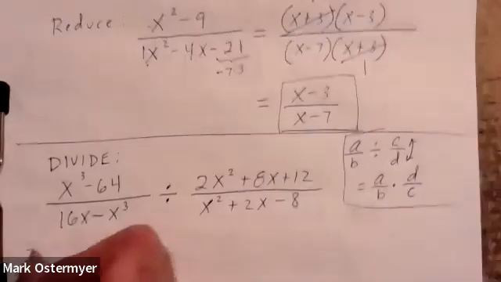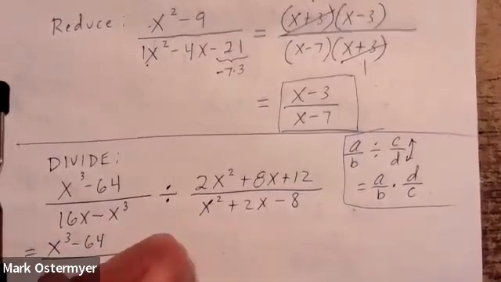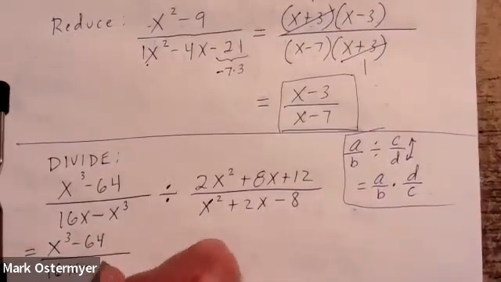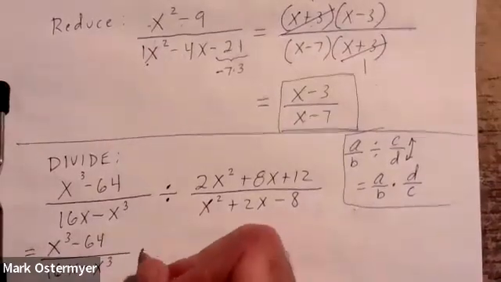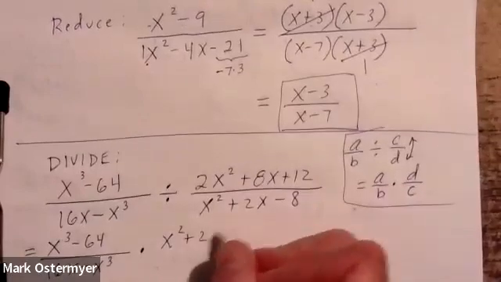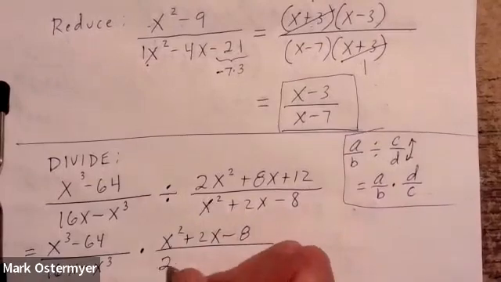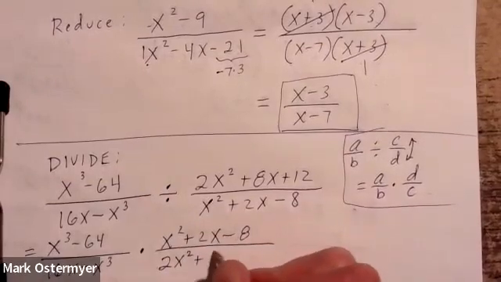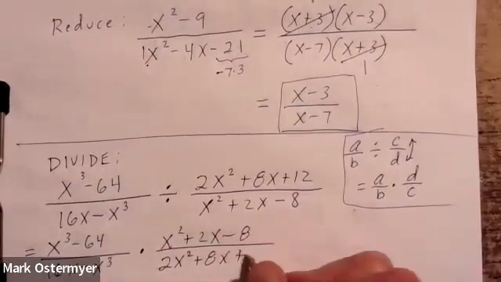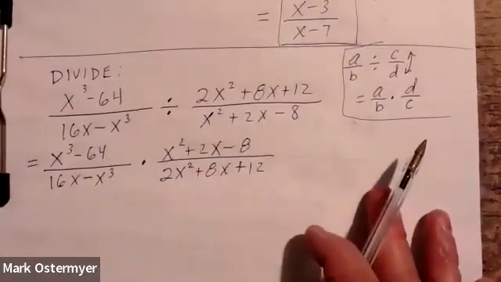Okay, same thing here. We're going to change division to multiplication, and then we're going to flip the second rational expression upside down. Try not to forget this. If you forget to reciprocate the second rational expression, that will be an error. And now, ladies and gentlemen, before we can do any sort of cross canceling or reducing, we have to first of all completely factor all of our polynomials.